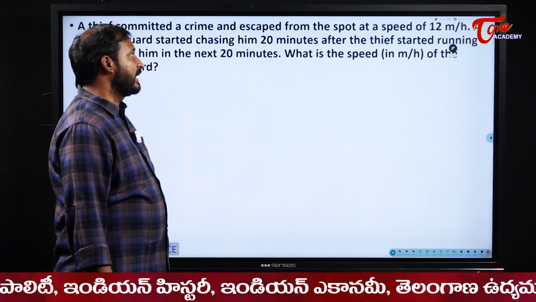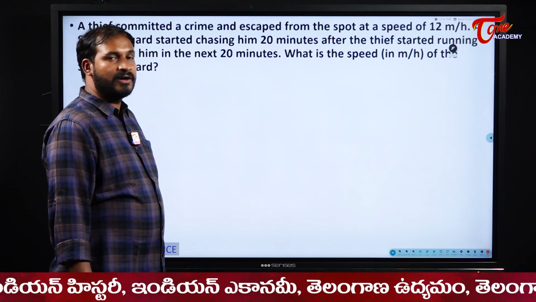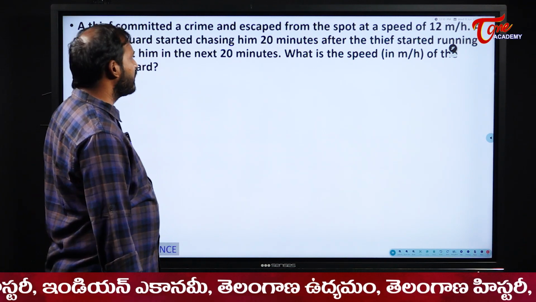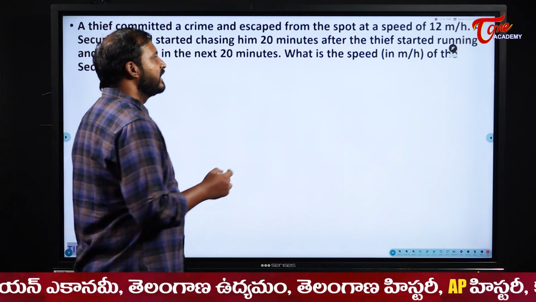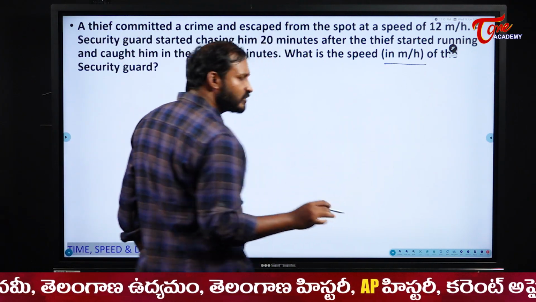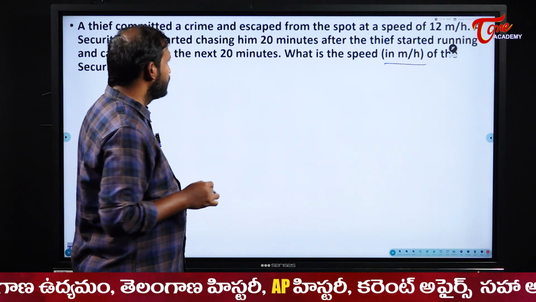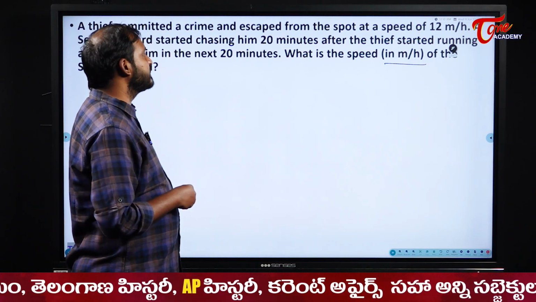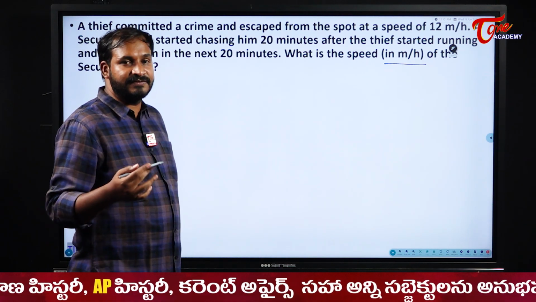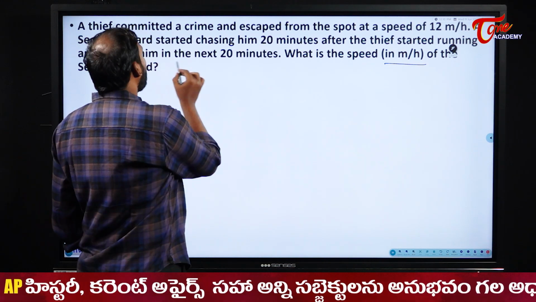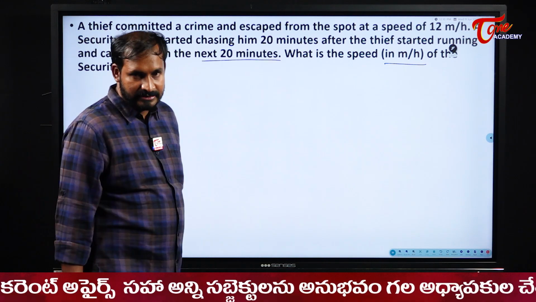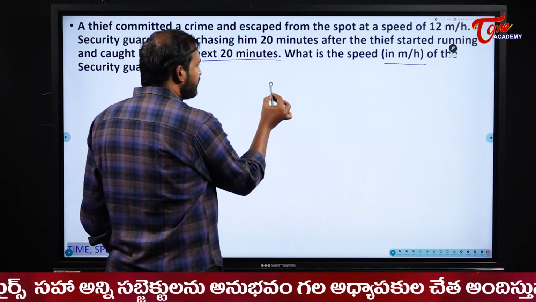A thief committed a crime and escaped from the spot at a speed of 12 meters per hour or miles per hour, whatever it may be. Anyway, the question is also in miles per hour, so we will assume it as miles per hour. A security guard started chasing him 20 minutes after the thief started running, and caught him in the next 20 minutes.